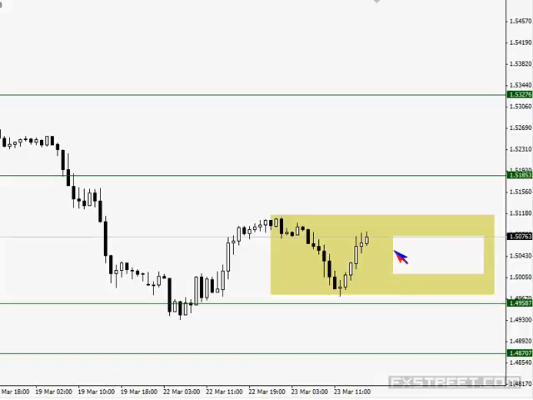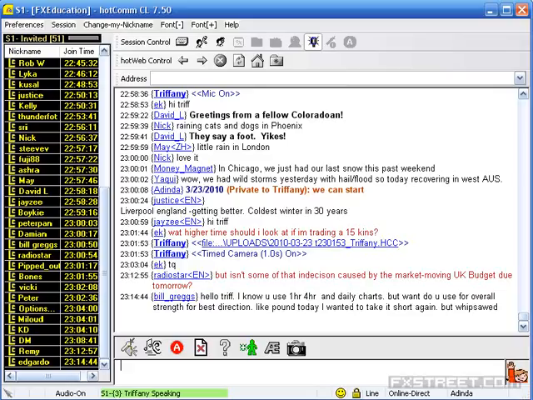Radio Star says, but isn't some of that indecision caused by the market moving, with the UK budget due tomorrow? Well, there's that, and we've got some European Union leaders meeting, and there's a number of different things. Kind of, and I'm actually glad you brought that up, because there's the big stuff, these conversations that need to happen, right? That people are on hold for.